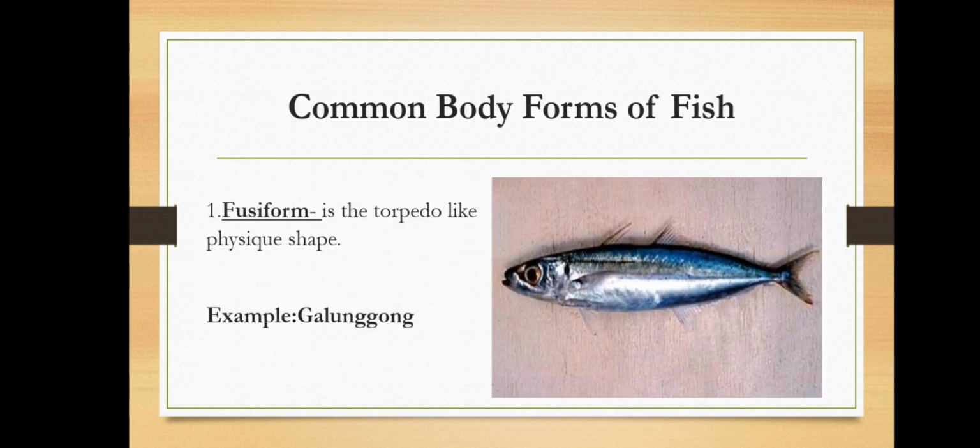First, fusiform. Fusiform describes a torpedo-like body shape that is streamlined and tapered at both ends, facilitating swift and efficient swimming in aquatic environments. An example of a fish with a fusiform body shape is the galunggong, also known as round scad or mackerel scad, which exhibits this adaptation for enhanced aquatic mobility.